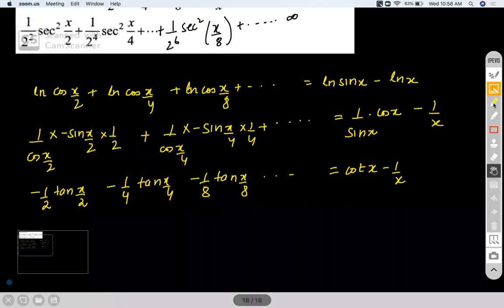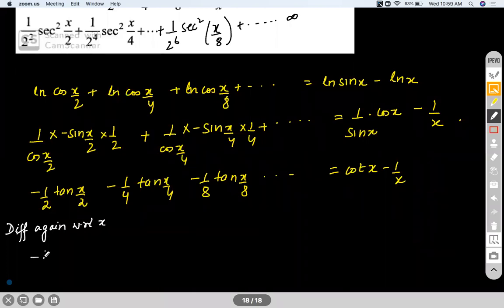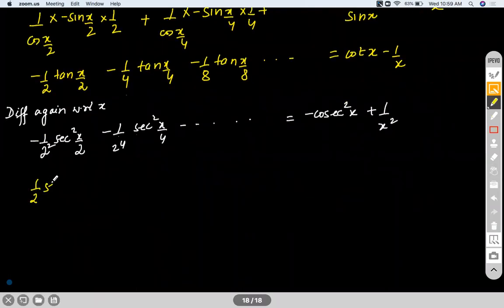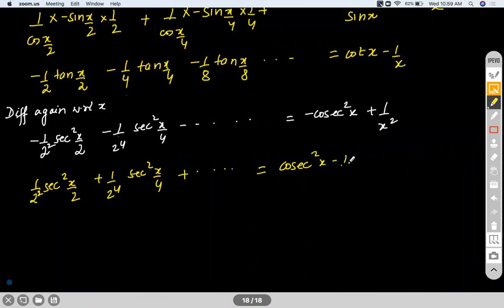Now differentiate both sides again with respect to x. This becomes minus half secant square x by 2 into half again, so 2 square will come. This will become minus 1 by 4 secant square x by 4 into 1 by 4 again, which is 4 square, and 4 square is actually 2 to the power 4 also. Do you start realizing that we have started getting these terms? And this side will be minus cosecant square x plus 1 by x square. Just cancel out the negative sign from both the sides. So half square secant square x by 2 plus 1 by 2 to the power 4 secant square x by 4, and so on, will be nothing but cosecant square x minus 1 by x square. So this becomes your answer.